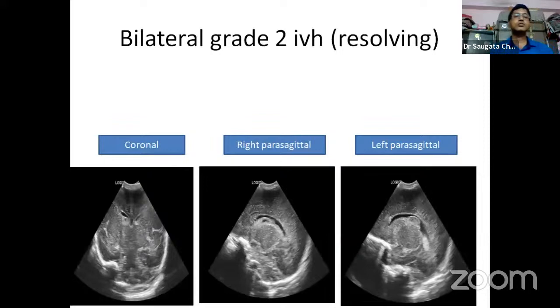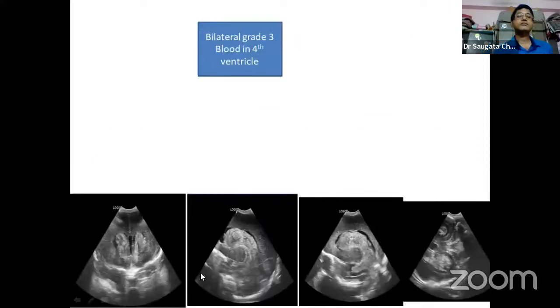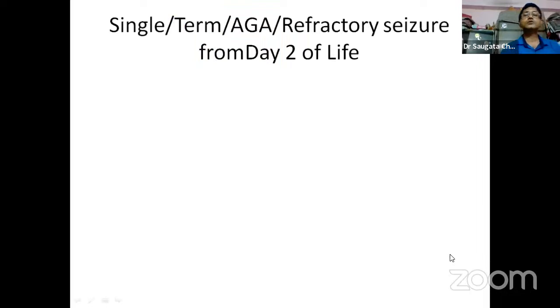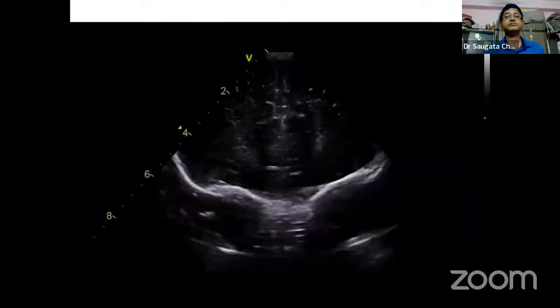This is the coronal section, right parasagittal, left parasagittal view. Grade 3, this is more than 50% with ventricular dilatation. Grade 3. So I'll show you one case. You will give in the chat box what the diagnosis is.